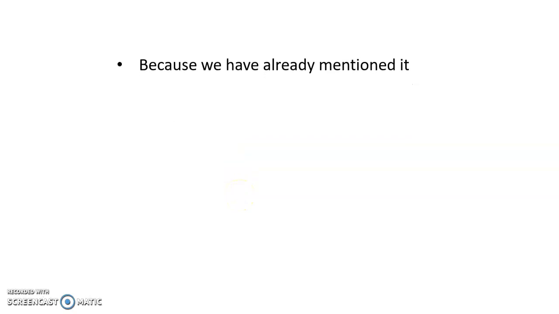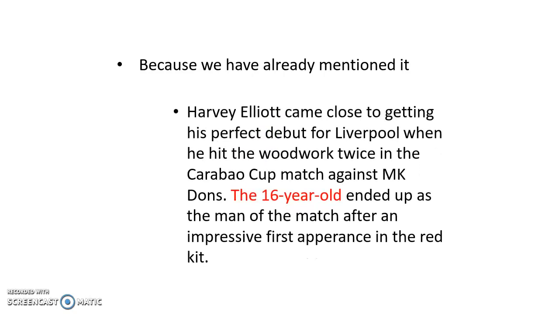And the third one is because we have already mentioned it. And here's an example of that. Harvey Elliott came close to getting his perfect debut for Liverpool when he hit the woodwork twice in the Carabao Cup match against MK Dons. The 16-year-old ended up as the man of the match after an impressive first appearance in the red kit.